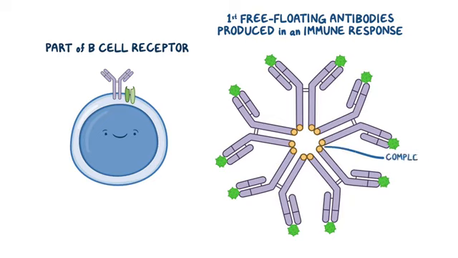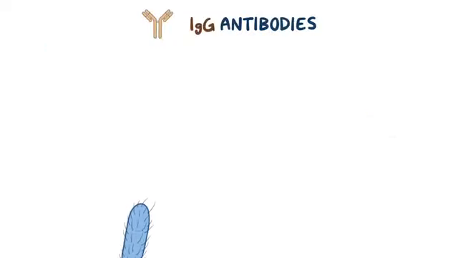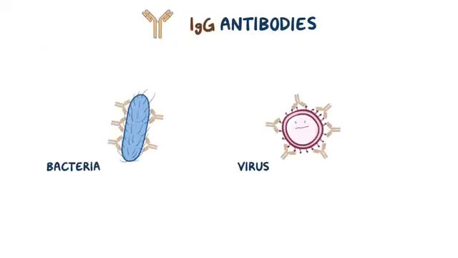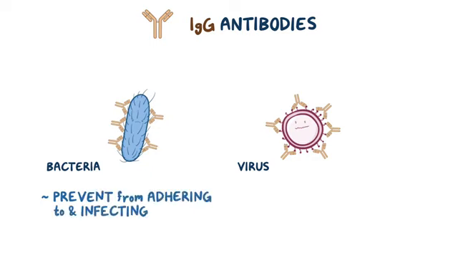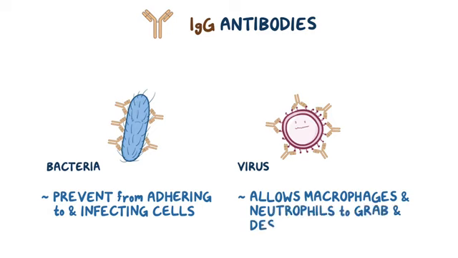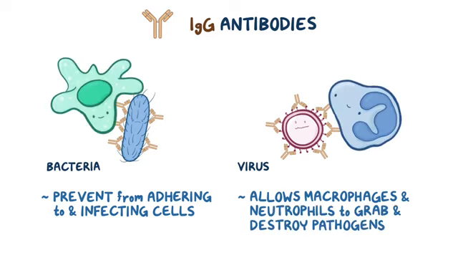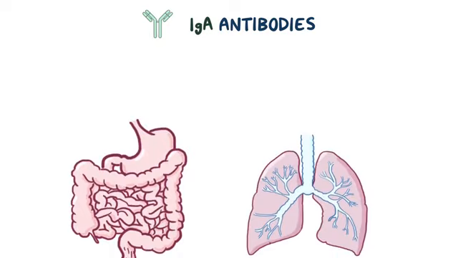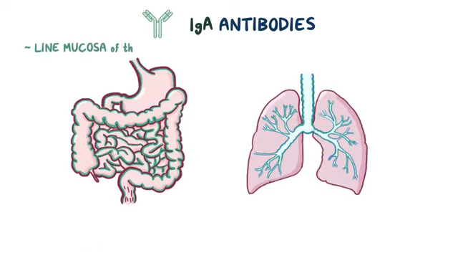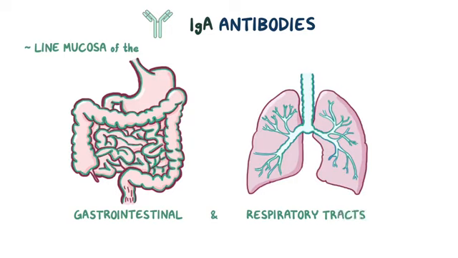Each antibody has complement protein binding sites on the heavy chains, so these IgM pentamers are also great at activating complement proteins, which help destroy and remove pathogens. IgG antibodies stick to the surface of bacteria and viruses, and that prevents them from adhering to and infecting cells. IgG also allows macrophages and neutrophils to grab and destroy the microbes. IgA antibodies line the mucosal tissues like the gastrointestinal and respiratory tracts and stop microbes from invading in the first place.